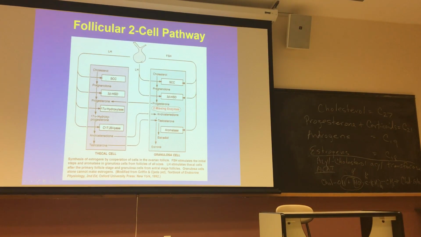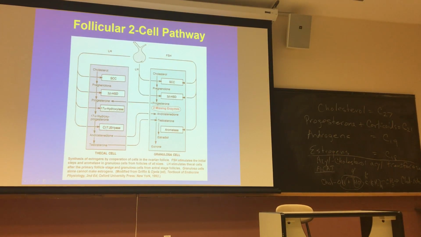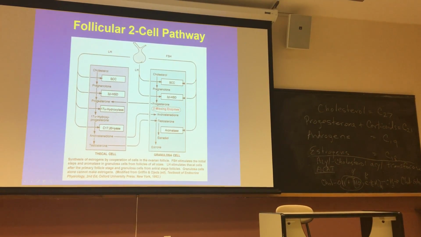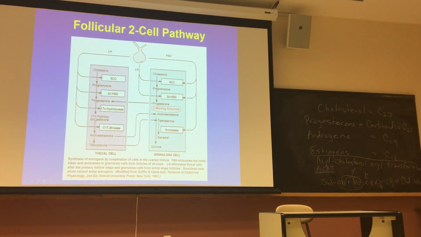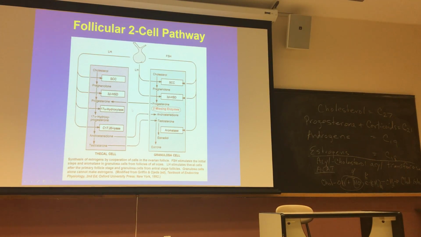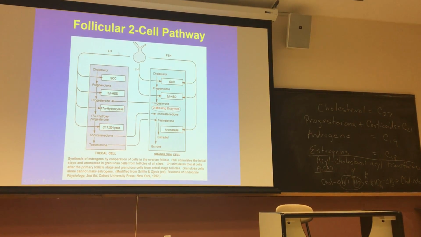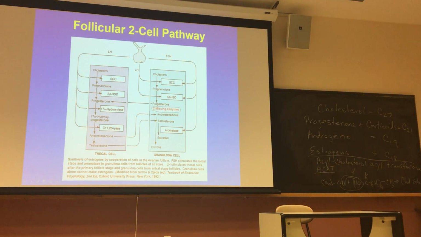But when LH acts, it stimulates these various enzymes to give rise to pregnenolone, progesterone, hydroxyprogesterone, androstenedione, and finally testosterone. So the thecal cell produces androgens as a primary product of LH action. This looks a lot like what happens in the Leydig cell in the male.